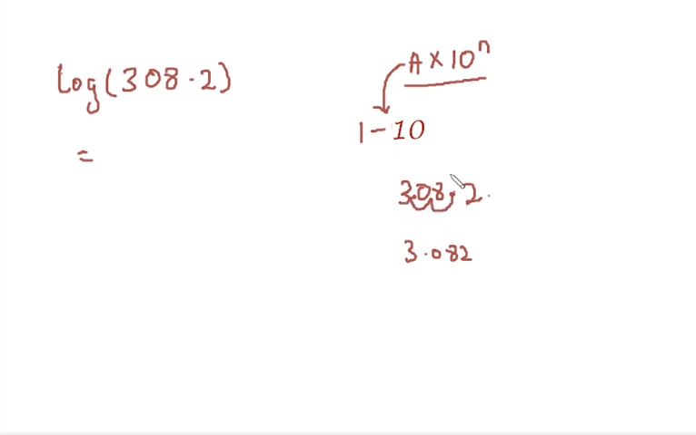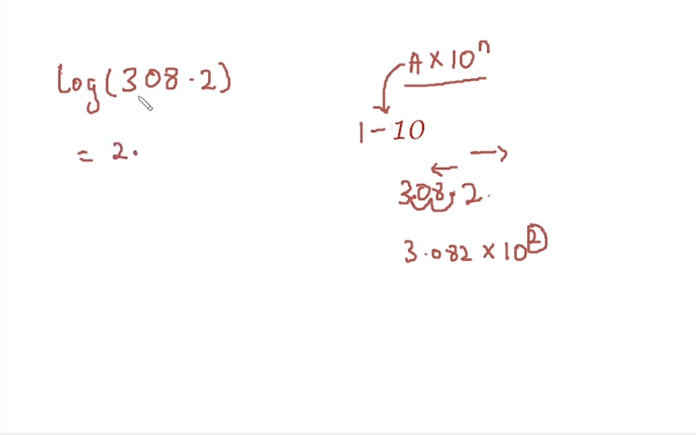Anytime I move the point to the left, the power of 10 increases. And anytime I move the point to the right, the power of 10 decreases. So this is 3.082 times 10 to the power of 2, because I moved it twice to the left. If I had moved it twice to the right, it would have been minus 2. So this is the standard form of this number. Why did we need to convert this number to standard form? So that we can get this power here. So to get this power, we can now write 2 point.